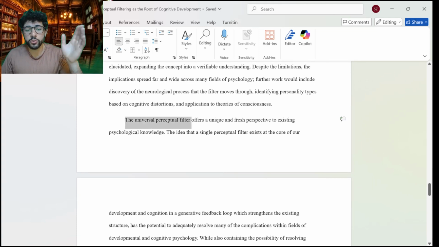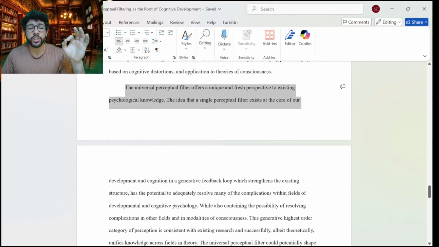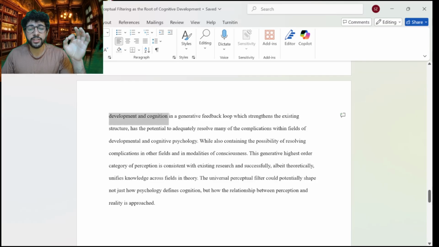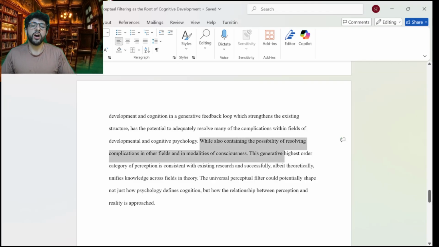Okay, so the universal perceptual filter offers a unique and fresh perspective to existing psychological knowledge. The idea that a single perceptual filter exists at the core of our development and cognition in a generative feedback loop which strengthens the existing structure has the potential to adequately resolve many of the complications within fields of developmental and cognitive psychology, as I have just done here. Because under this theoretical framework, I was able to answer these questions rather simply. Okay? And again, this is theoretical in nature, but anyway, I think you get the point. Okay, so while also containing the possibility of resolving complications in other fields and in modalities of consciousness.